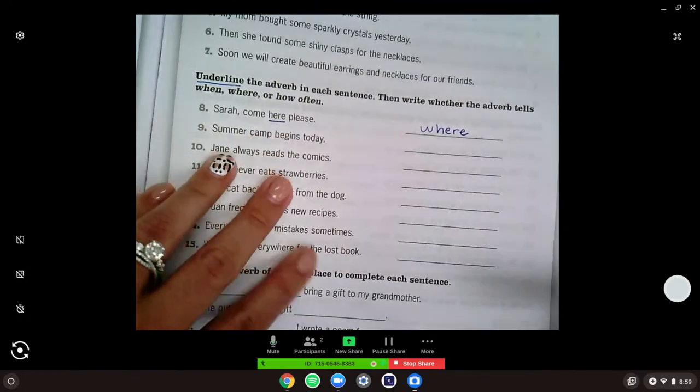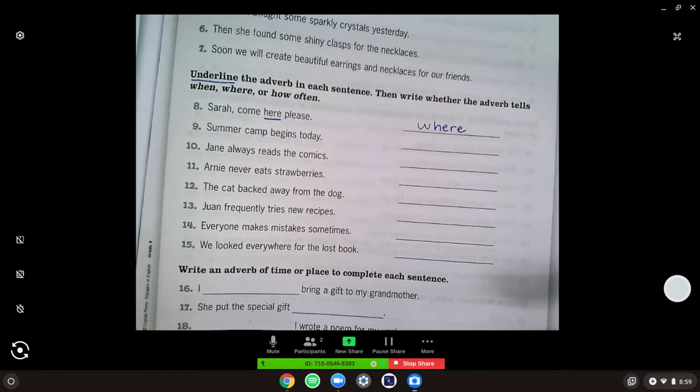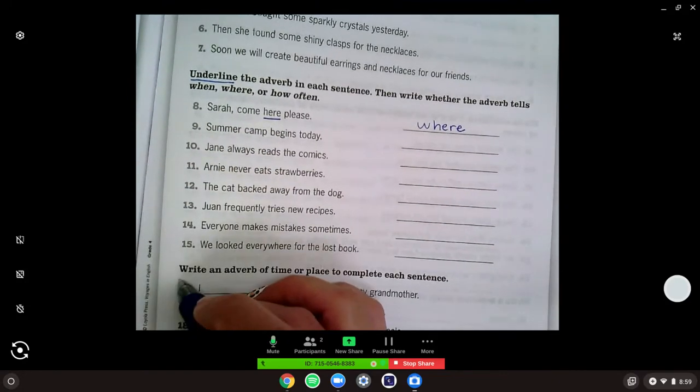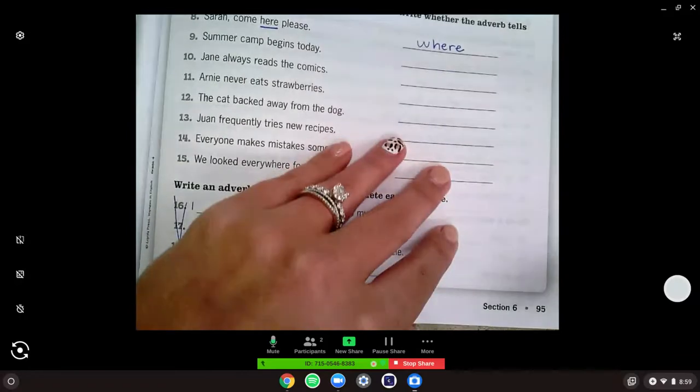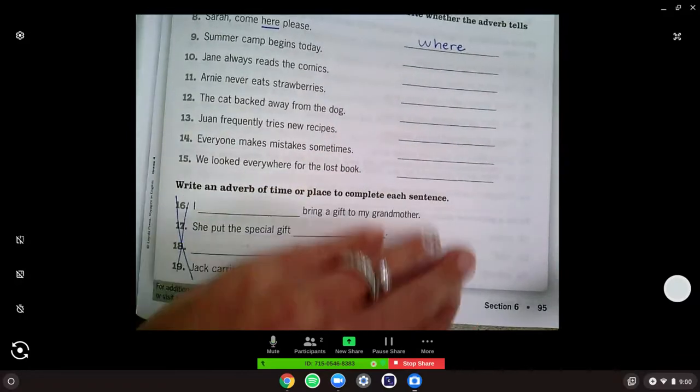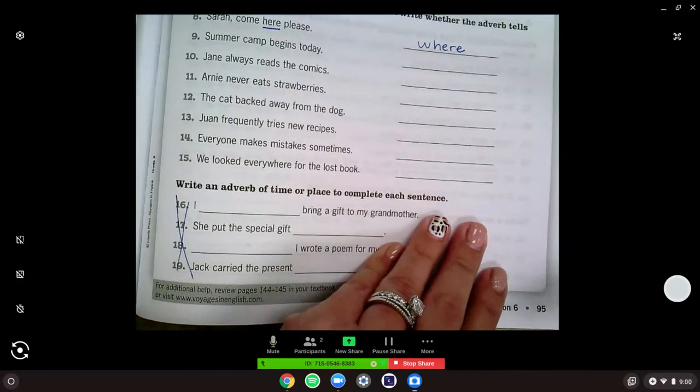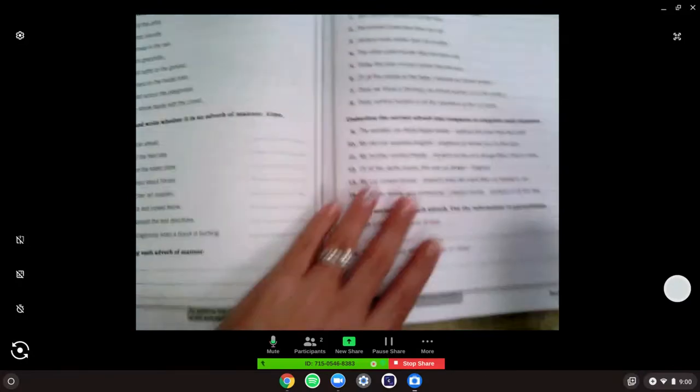This one's going to take some slowing down and thinking. You don't have to do 16, 17, or 18 on the bottom. You can cross those ones off. Okay? Then 19. Cross off all 4 of those. Then, on the back side, we have page 96 is also homework.